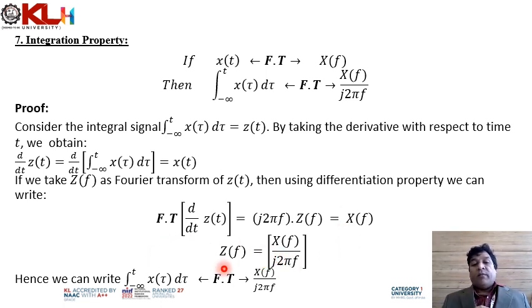Therefore, whatever is this capital Z of f, it is simply the Fourier transform of this integral. So if we take this integral and take the Fourier transform, we are going to get capital X of f divided by j 2 pi f.